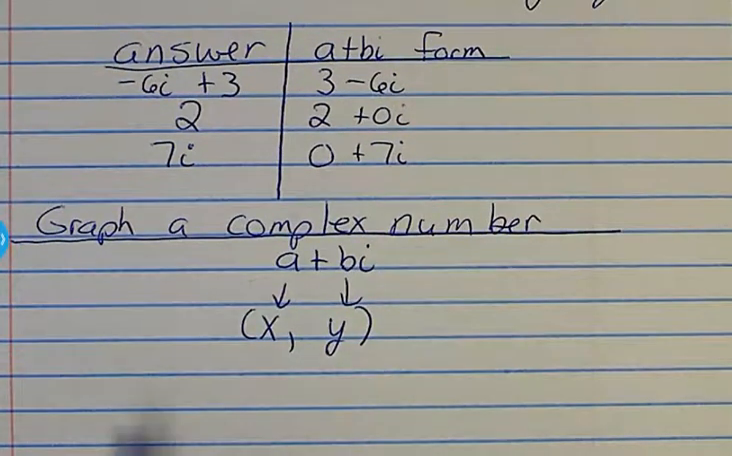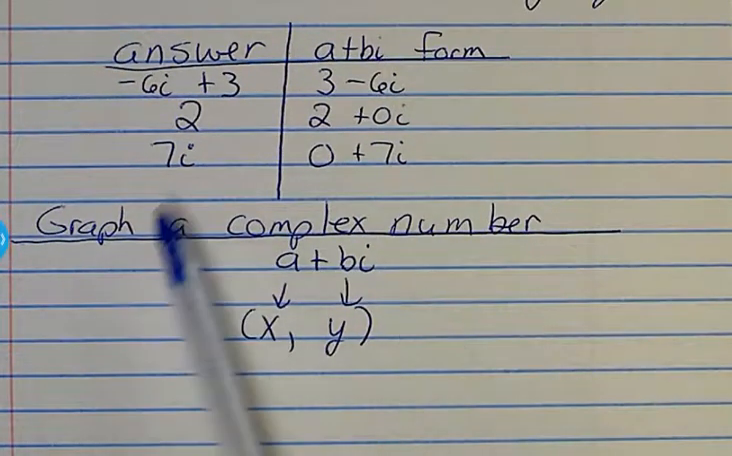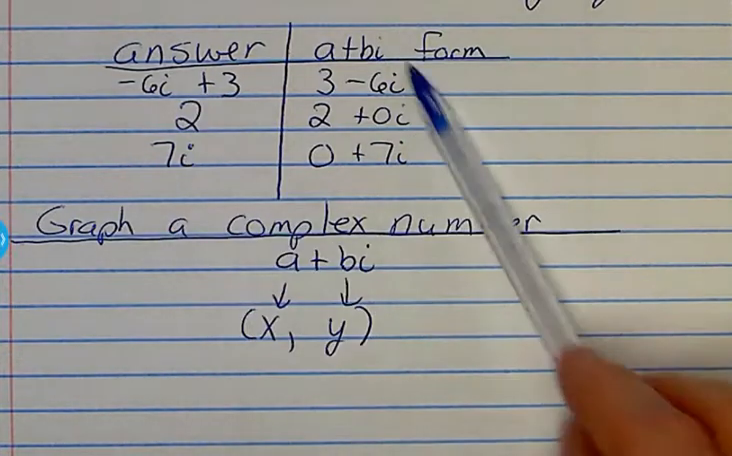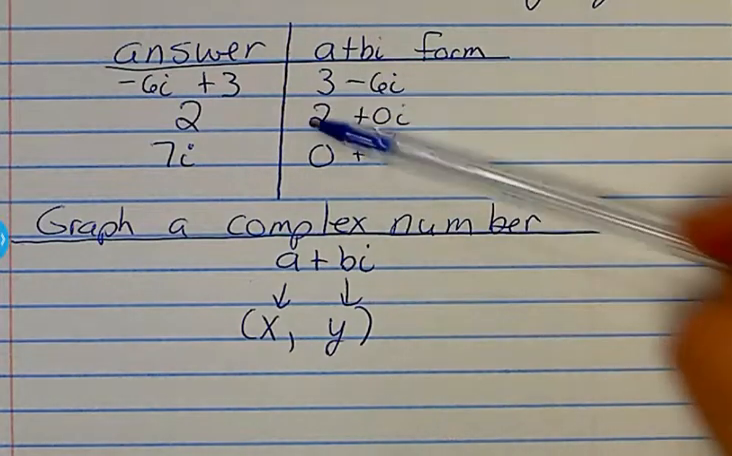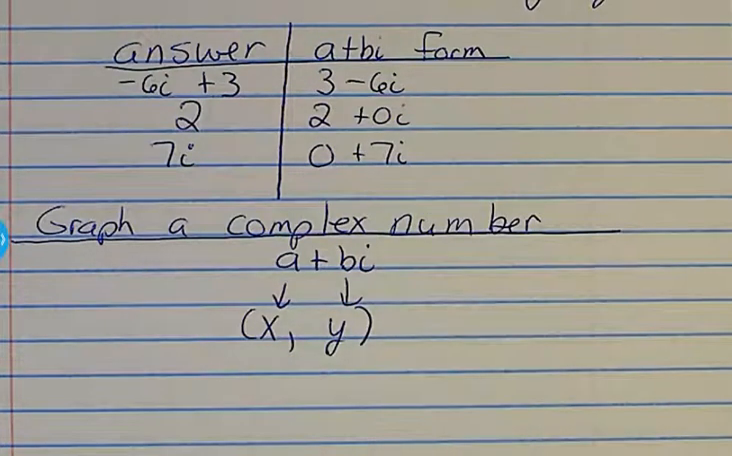And so that's when they talk about writing something in complex form. If you get answers like this, you've got to have them written like this so that if you do have to graph these, you've got 2 numbers for your ordered pairs. And that's really the whole reason that they have you go back and do that.